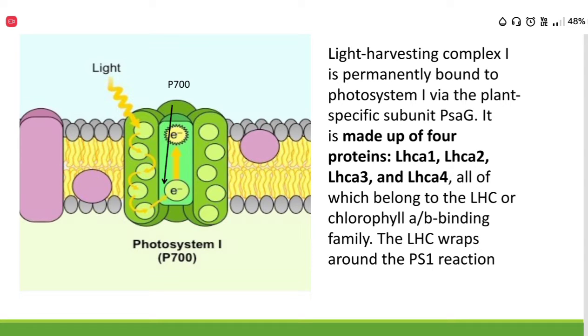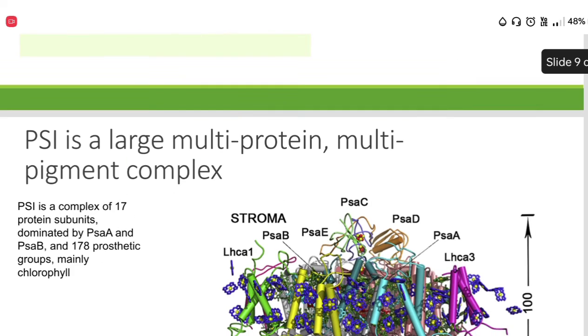So in LSC1, that is light harvesting complex 1, which is permanently bound to photosystem 1. So it is permanently bound to photosystem 1 via the plant specific subunit, which is PSAG. It is made up of 4 proteins that are LSCA1, LSCA2, LSCA3 and LSCA4, all of which belong to the LSC for chlorophyll A or B binding family. This LSC wraps around the PS1 reaction center.